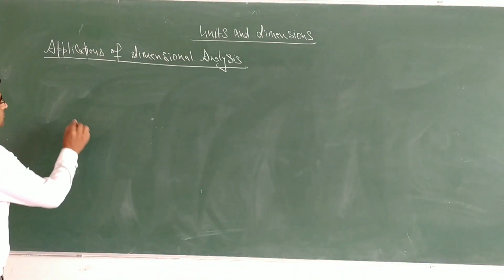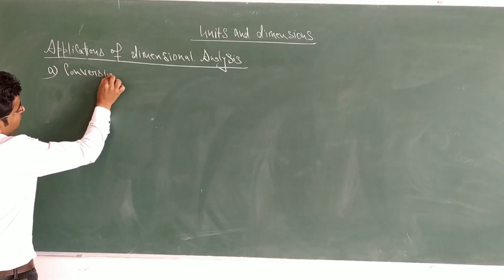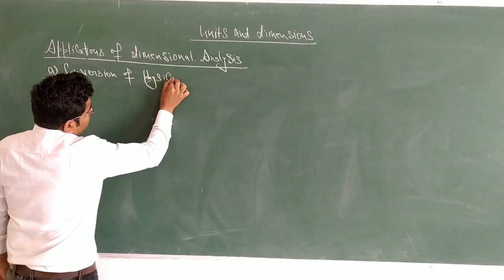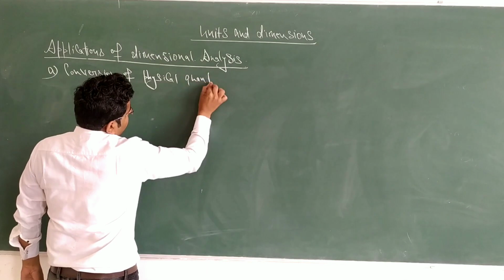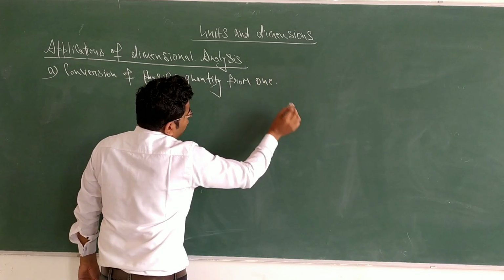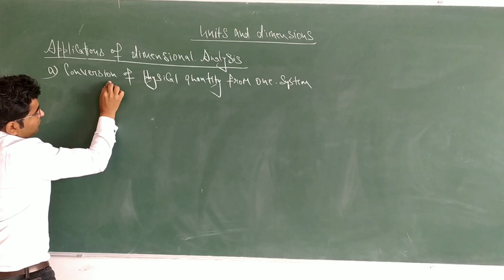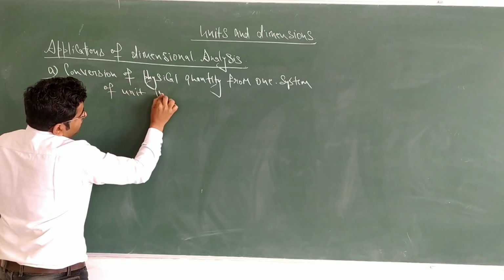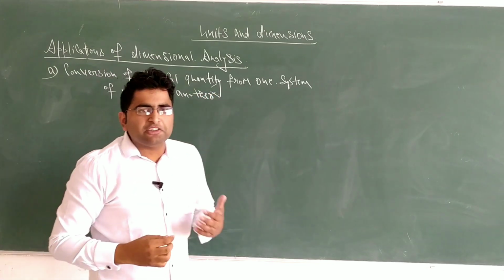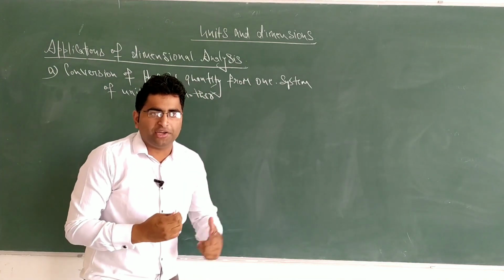First, conversion of a physical quantity from one system of unit in another. For example, you have to convert the MKS system into the CGS system. So with the help of dimensional analysis, we will do it.